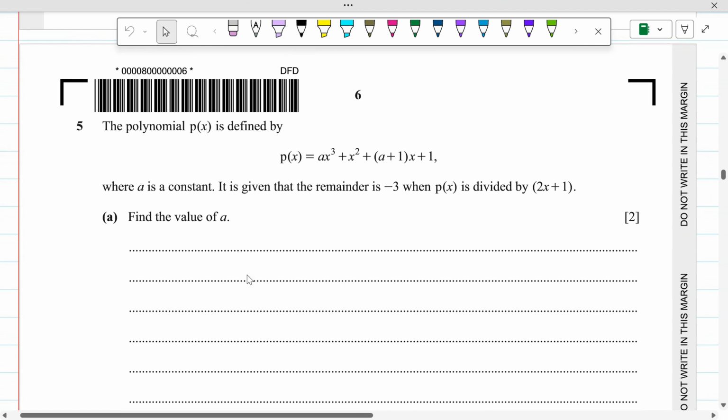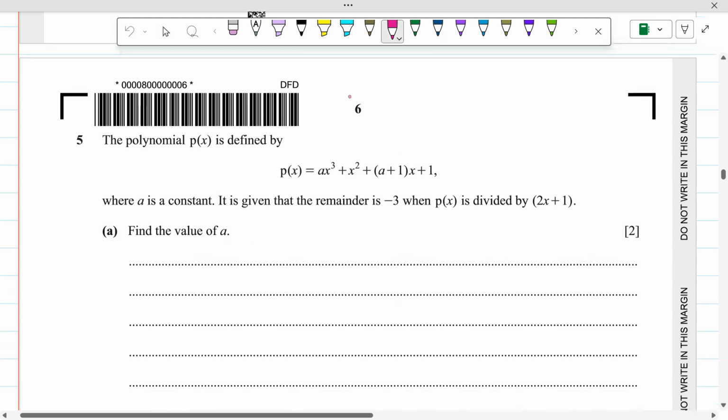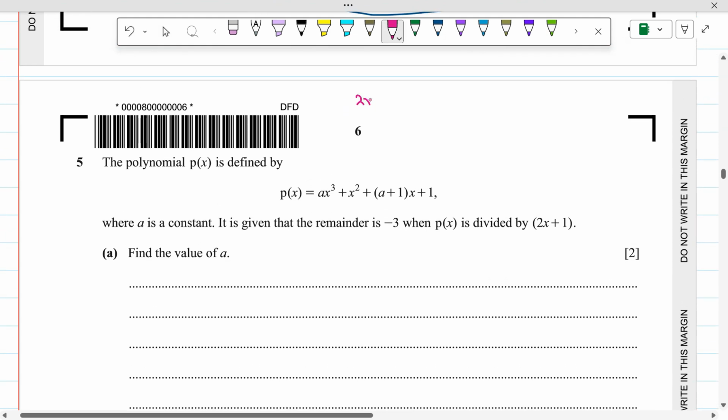Let's move to question number 5. The polynomial p of x is defined by p of x equals ax cubed plus x squared plus (a plus 1) times x plus 1, where a is a constant. It is given that the remainder is negative 3 when p of x is divided by 2x plus 1. Part A, find the value of a.